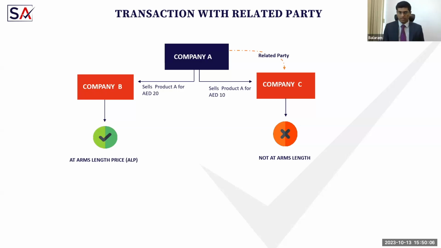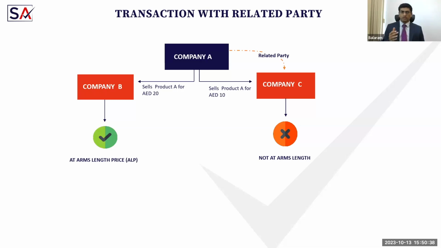Let us quickly look at one example where company A is doing business with company B, and also with company C. Company B is a third party, whereas company C is a related party. That's the setup. Company A is selling product A to company B, the third party, at 20 dirhams per unit, whereas the same product is sold by company A to company C at 10 dirhams. Remember, company C is a related party.